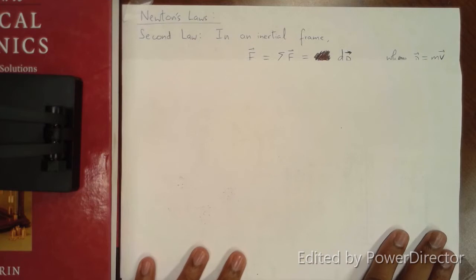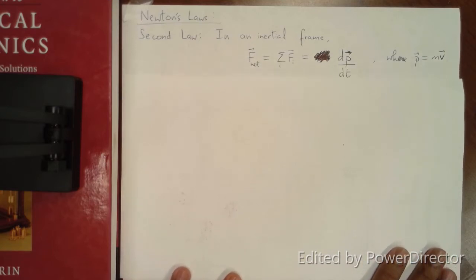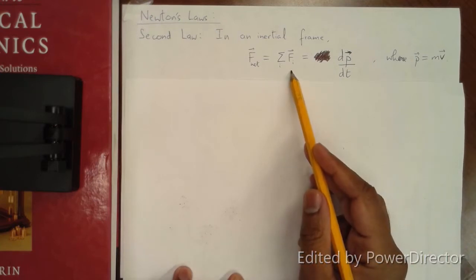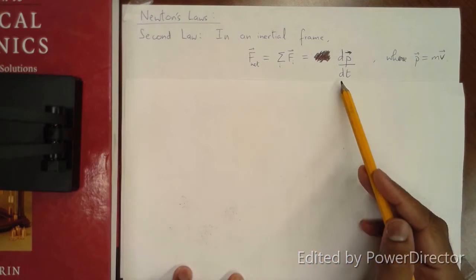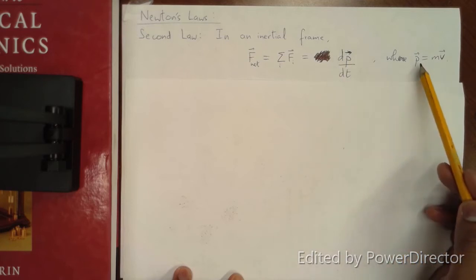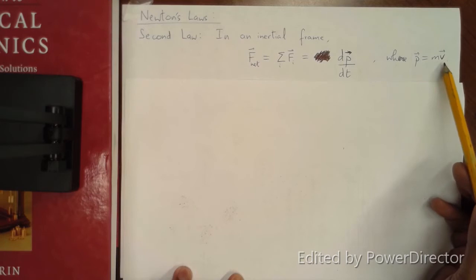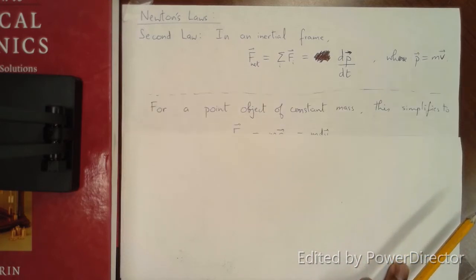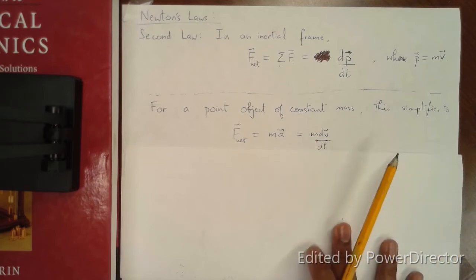The second law states that in an inertial frame, the net force acting on an object, that is, the sum of all the forces acting on it, is equal to the rate of change of momentum, where momentum, denoted by the letter p, is mass times velocity. We will look at a few simplified cases first.